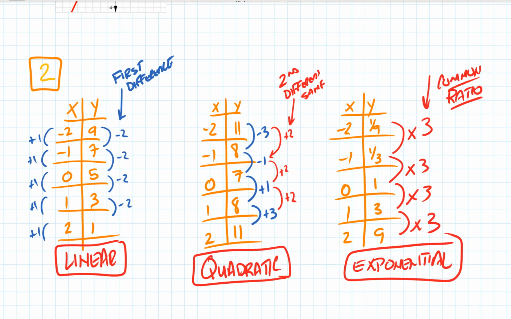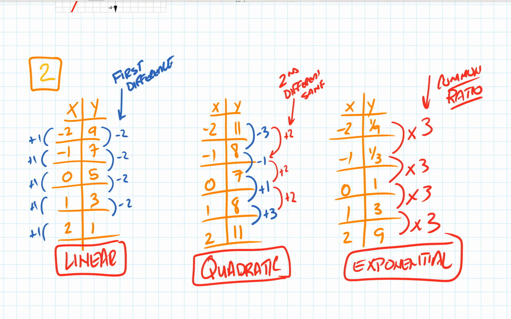The first table represents a linear function, and if you take a look at the difference of my y's and my x's, I have a common difference for every change in y for a simple change in x. So as an example, 9 to 7 is a difference of -2, 7 to 5, -2. So for equal changes in x, I have an equal change in y. That's the definition of linear.